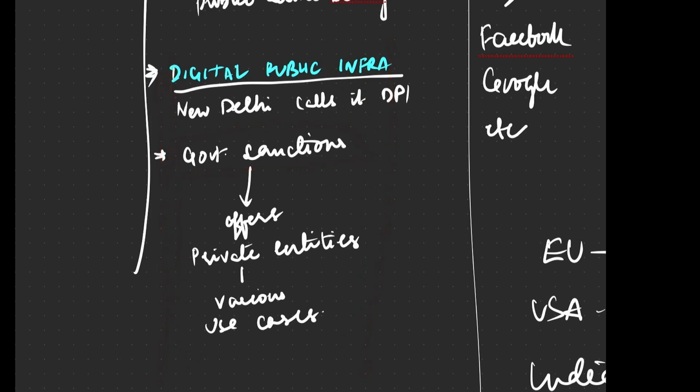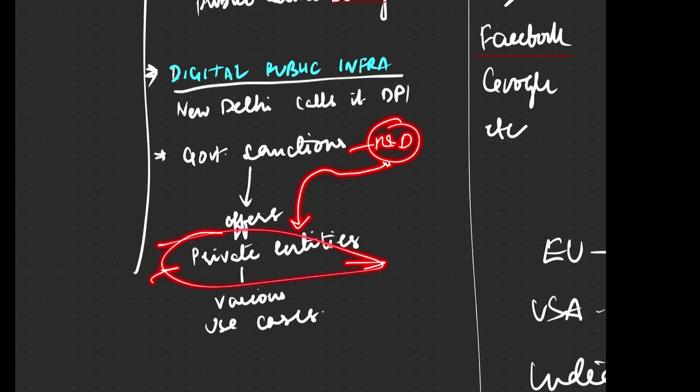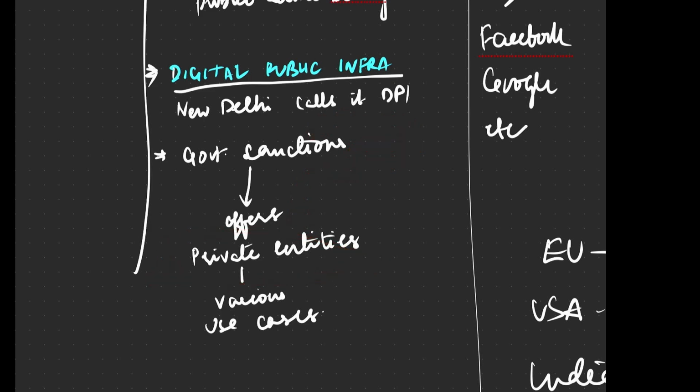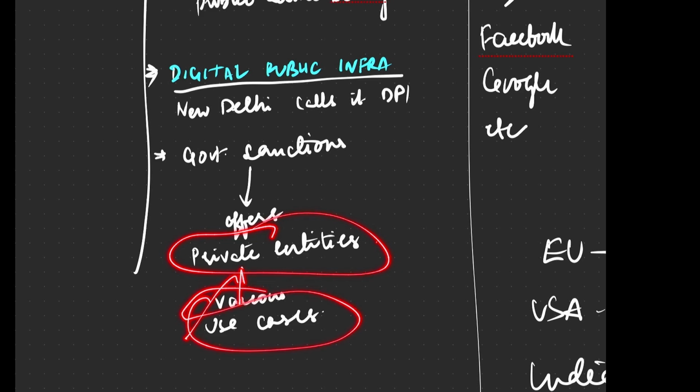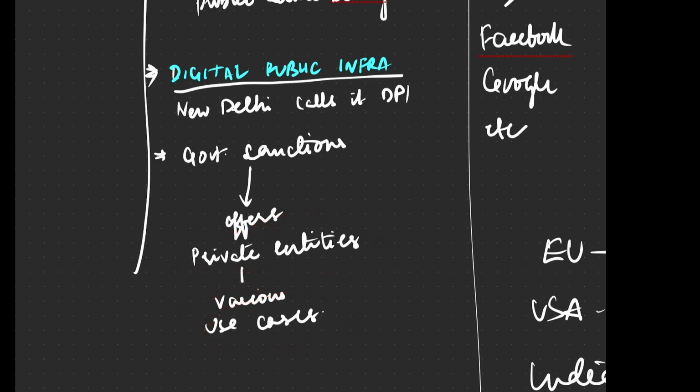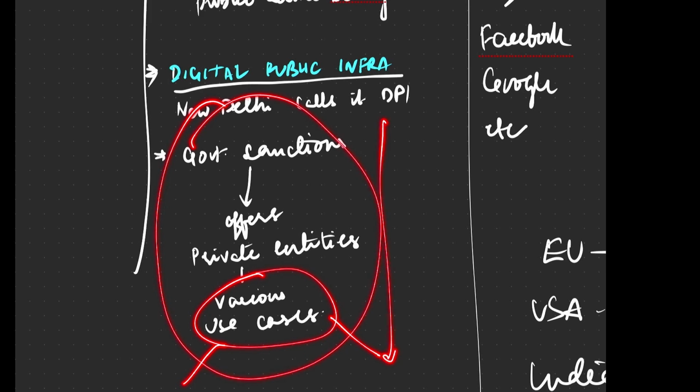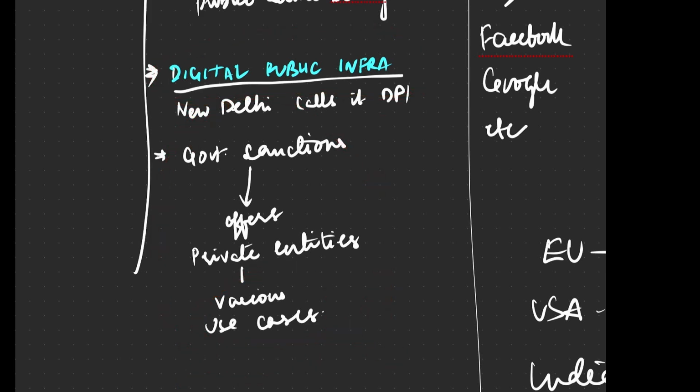So, the government sanctions technologies, innovations, R&D, etc., and then provides it to private entities, just like ISRO is doing maybe. ISRO is doing a lot of experiments, and it's also providing technology and infrastructure to private entities, who will then decide their own use cases. They'll perhaps launch a satellite for their own startup, whatever the use case is. So this is the model being followed by the government. This is the digital public infrastructure model.